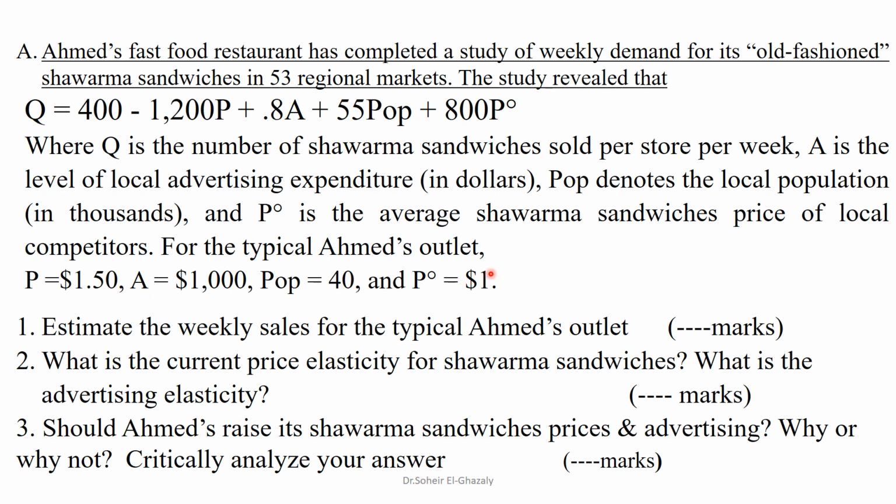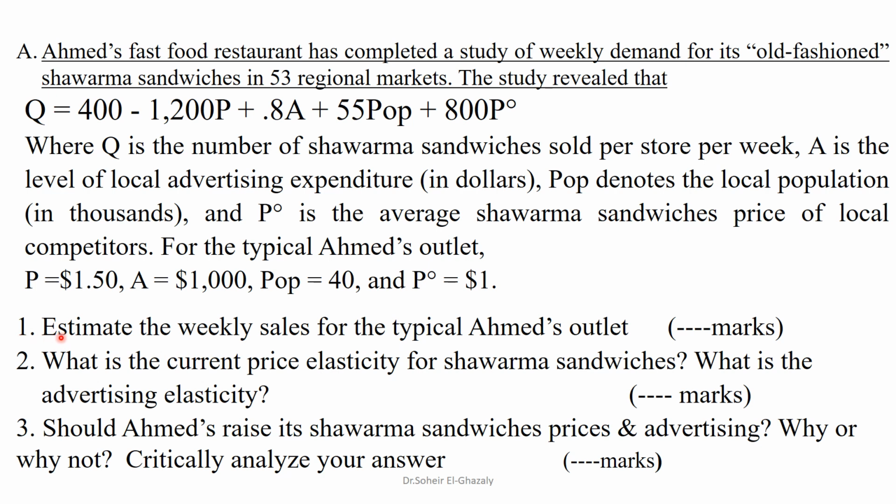And the competitors are selling it for $1. P to the power O is the local competitors. A is advertising, so advertising here is 1,000. I'm just paying 1,000 dollars for advertising. POP, this is the population I'm working on. My population is 40,000, but we'll just forget about the 1,000. We'll say 40. Okay.